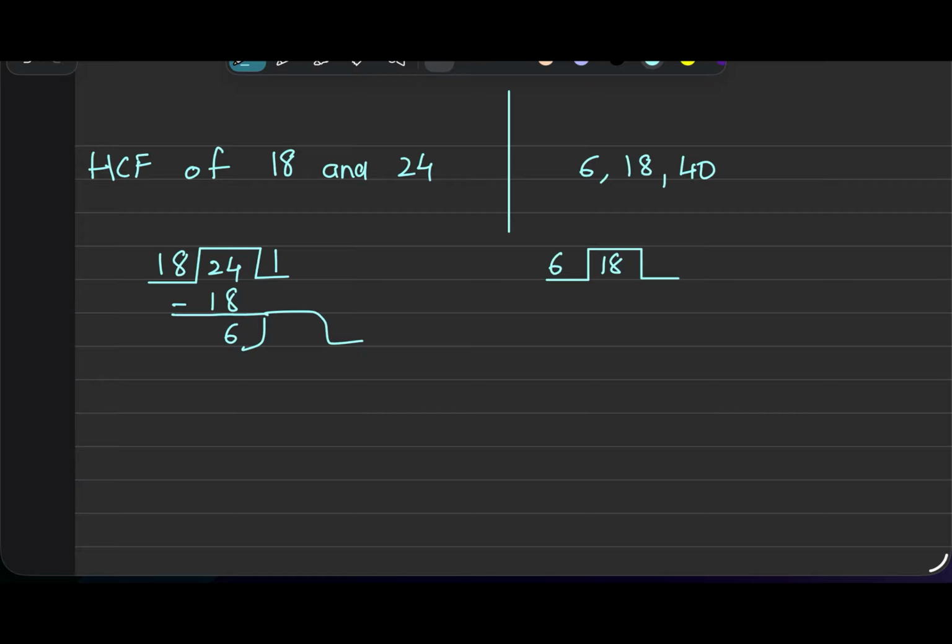Then we continue with the hat over here. What do we do next now? We bring this over here till the time we get the remainder as 0. So we bring 18 here. Now 6 3s are 18. We got 0. And you know what is the HCF? The number last on the left hand side.